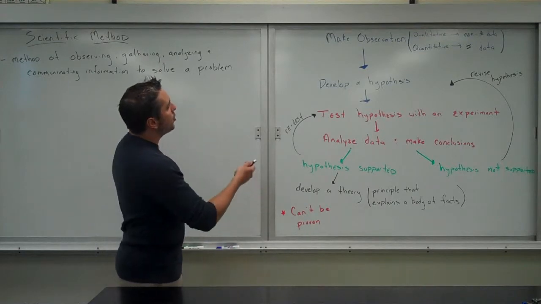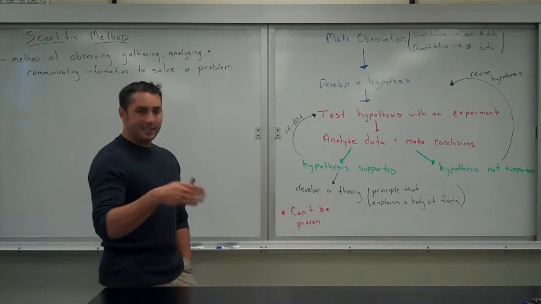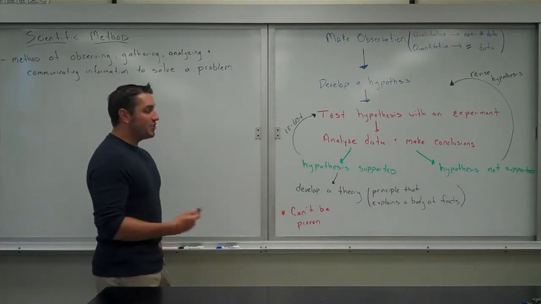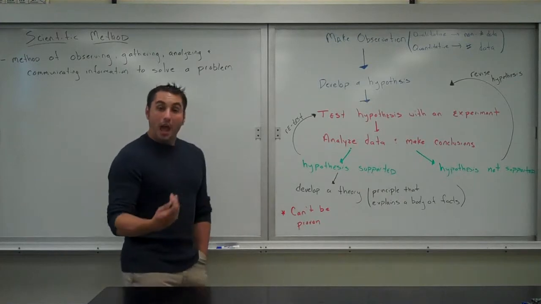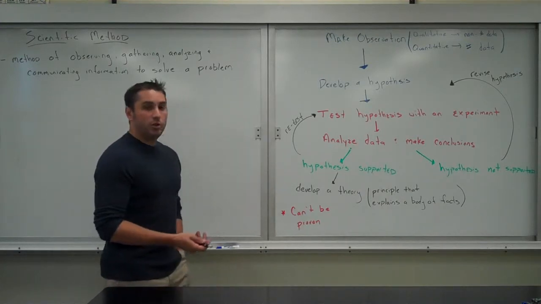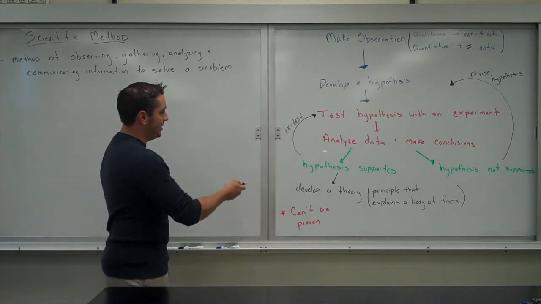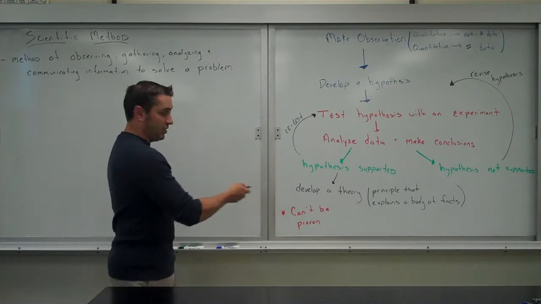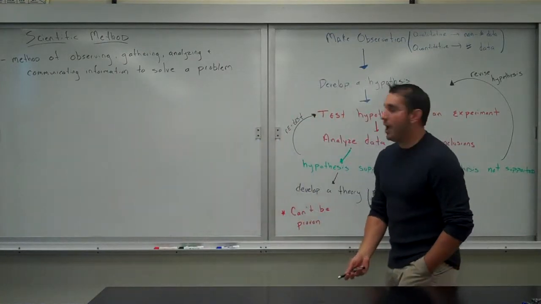During that time, you are gathering tons of qualitative and quantitative data. Testing, testing, testing. Once you get all of that data, you are going to analyze it and begin to make conclusions. And when you go to make your conclusions, one of two things can happen. First thing that can happen is your hypothesis is supported. The data that you are collecting tends to agree with your hypothesis.